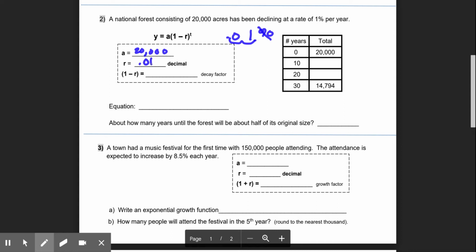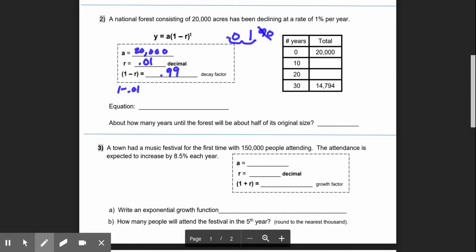And then 1 minus r. So this would be 1 minus 0.01. So 1 minus a penny, $1 minus a penny is 99 cents. So this is 99 cents, and this will be our decay factor instead of our growth, because it's not growing, it's not over 1. This is going to be less than 1. So this is our decay factor.